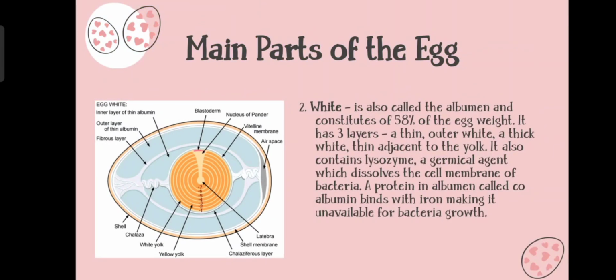Next is the white part of the egg. The white part of the egg is also called the albumin and constitutes 58% of the egg weight. It has three layers: a thin outer white, a thick white, and a thin white adjacent to the yolk. It also contains lysozyme, a germicidal agent which dissolves the cell membrane of bacteria. A protein in albumin called conalbumin binds with iron, making it unavailable for bacteria growth.